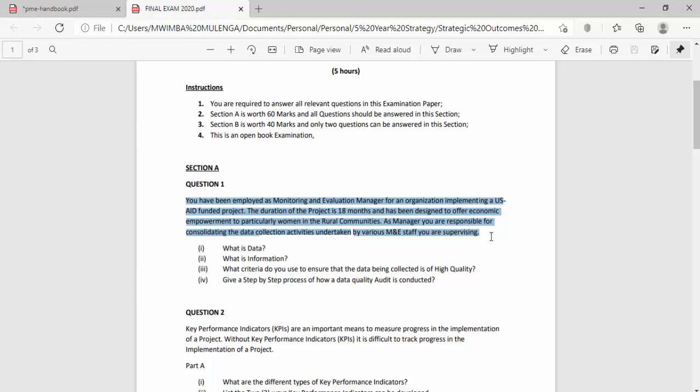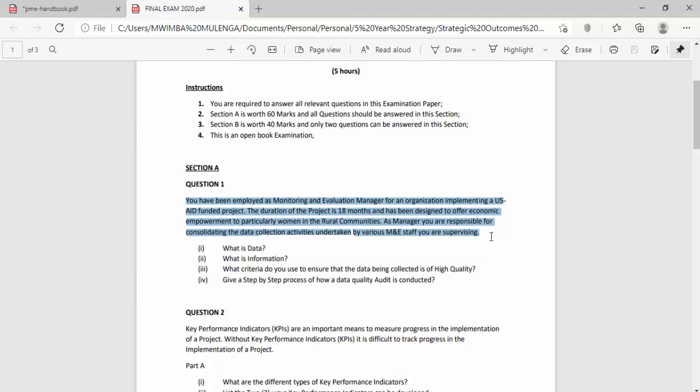For the step-by-step process, I'll just give you a general understanding. First you need to do a desk review. After doing the desk review, you need to send notification to all the departments in the organization that are responsible for undertaking data collection, analysis, and report writing. When you send that notification, you go into the field and interview all these departments to check whether whatever they are collecting is of high quality, because the quality of the data has a bearing on what kind of decisions management will make. If the quality of data is low, the decision making process will not be up to standard. But if it is of high quality, then the decision making process will be of high quality as well.